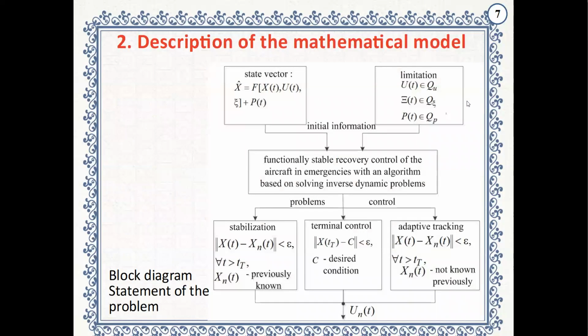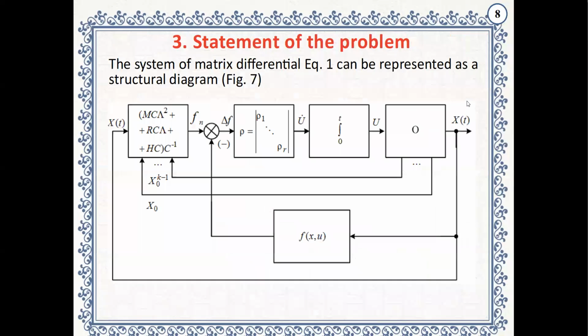Examples of a synthesis of functionally stable automatic systems for stabilization of motion of dynamic objects based on solving inverse problems of dynamics are known. To evaluate the quality of such systems, it is necessary to evaluate the resilience and the characteristics of the transients. The system of matrix differential equation 1 can be represented as a structural diagram shown in figure 7.